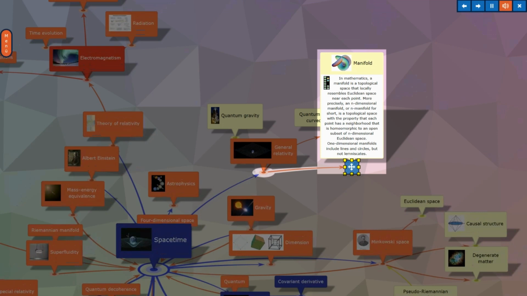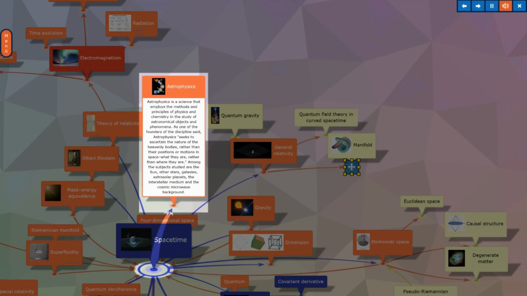In mathematics, a manifold is a topological space that locally resembles Euclidean space near each point. More precisely, an n-dimensional manifold, or n-manifold for short, is a topological space with the property that each point has a neighborhood that is homeomorphic to an open subset of n-dimensional Euclidean space. One-dimensional manifolds include lines and circles, but not lemniscates.